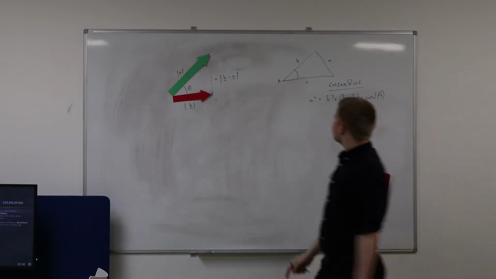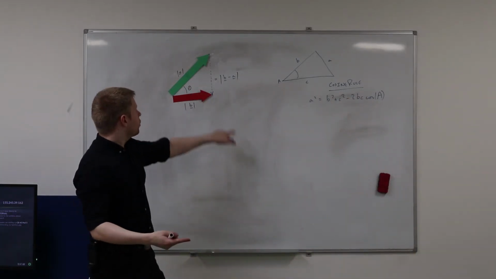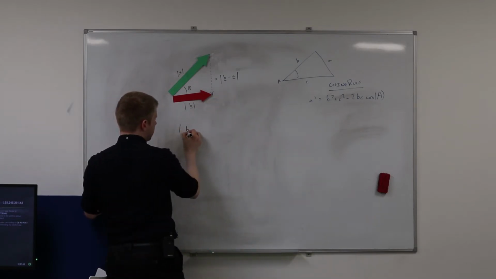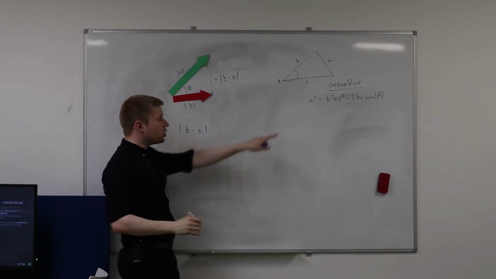Let's do this. The cosine rule says that I should take this length here, which is B minus A, and I should square it.